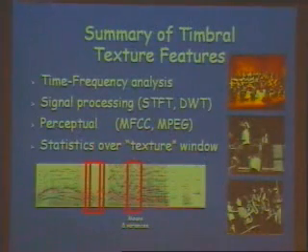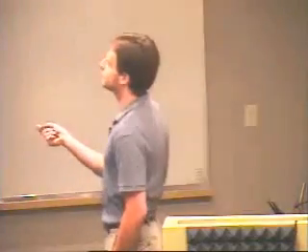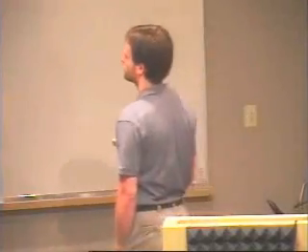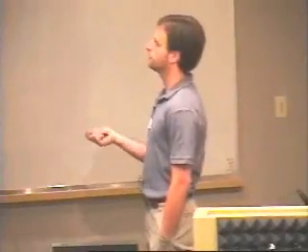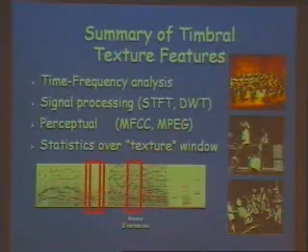So, a summary of timbral texture features: you have some type of time-frequency analysis. You use signal processing tools like the short-time Fourier transform or the discrete wavelet transform, and also more perceptually based approaches like MFCCs. There's one final step that's really important for texture: you don't look only at short-term windows. You look at slightly larger windows. Maybe this window will be about 1 second, whereas each line of this spectrogram would be 20 milliseconds. So you can think of this as 40 lines of your spectrogram, and you compute means and variances of your features over that texture window.